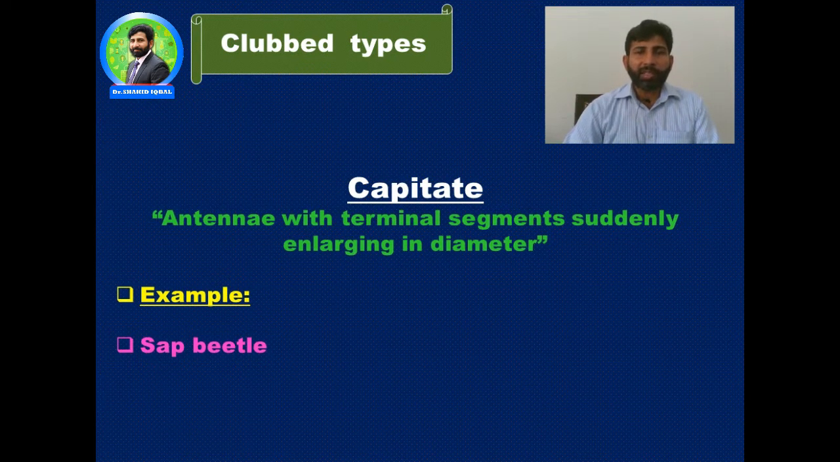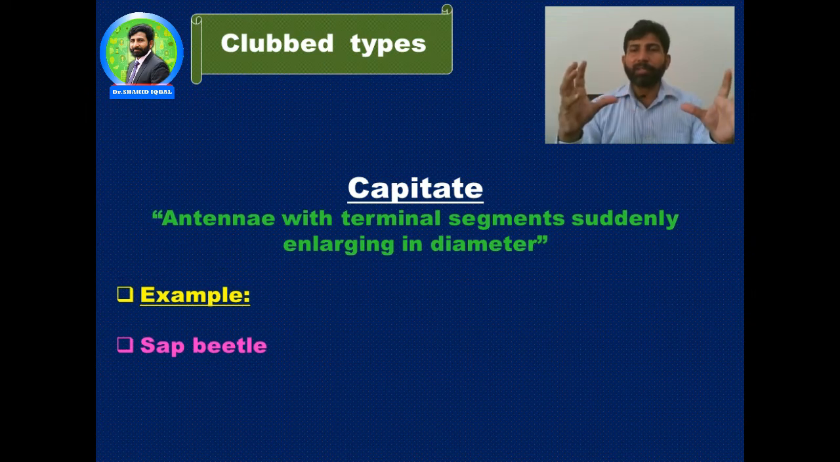And the next one is the capitate. Antennae with terminal segments suddenly enlarging in diameter. It's not a gradual pattern. At first it is uniform, but when these segments reach the terminal parts, the size of the segments suddenly increases.